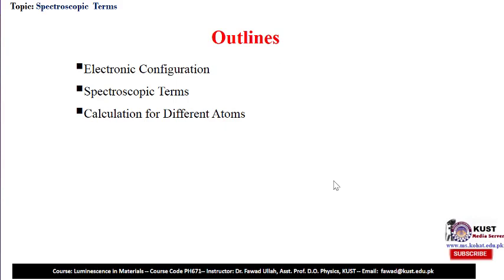The outline of today's lecture is electronic configuration. We will talk a little bit about fundamentals of electronic configuration. Then we will explain and discuss spectroscopic terms, and at the end I will solve a few examples of how to derive spectral terms for different atoms.